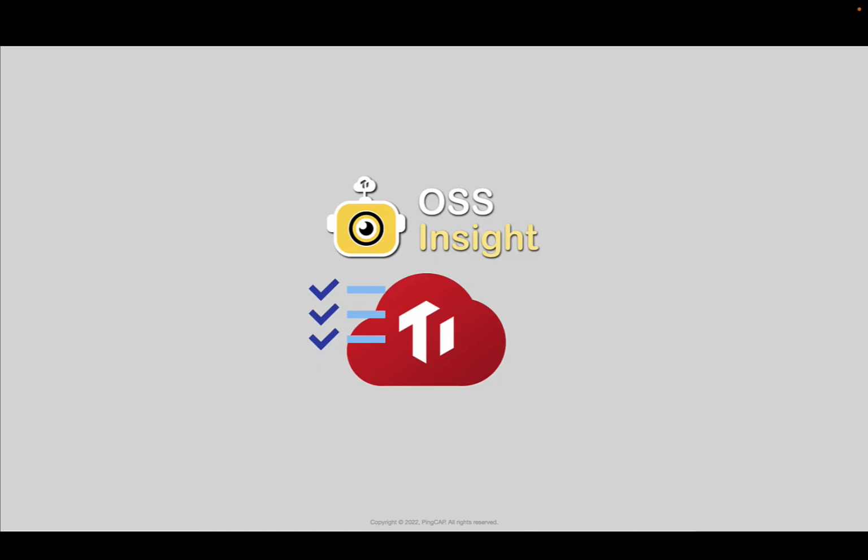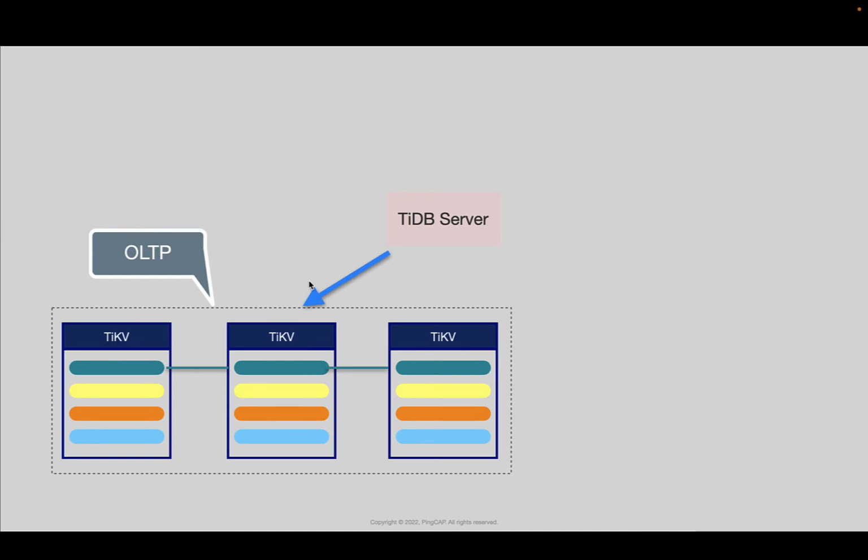In the two cases I showed you just now, the first one was to insert new records into the database, and the second one was to find a specific developer or repo. These are all OLTP queries, and TiDB uses the index on TiKV to quickly respond to OLTP queries.